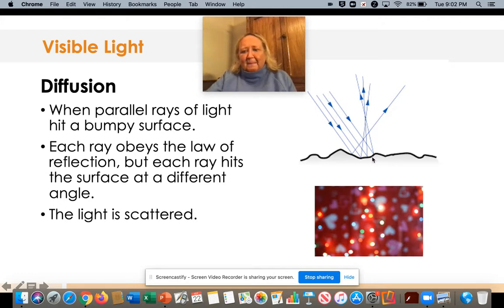So when they hit a bumpy surface like you see here, they're going to reflect, but they hit at different angles because of the bumpiness. So that scatters the light or diffuses the light. If you see that term, that's because it's hit something that is not flat but bumpy.